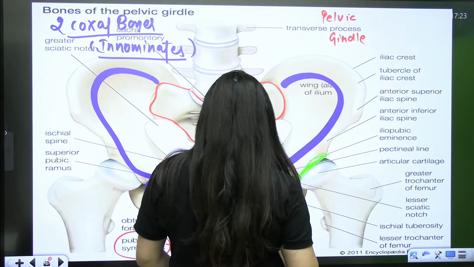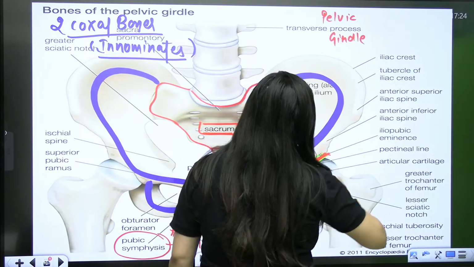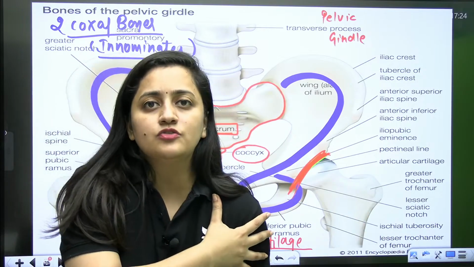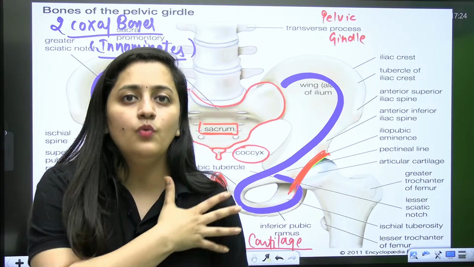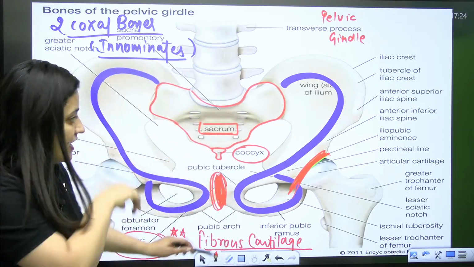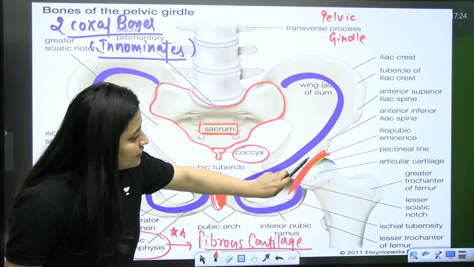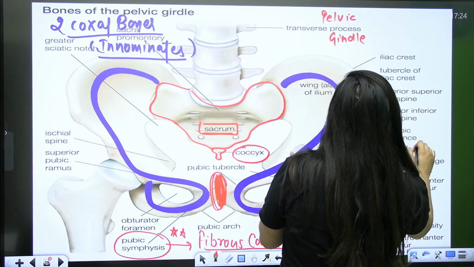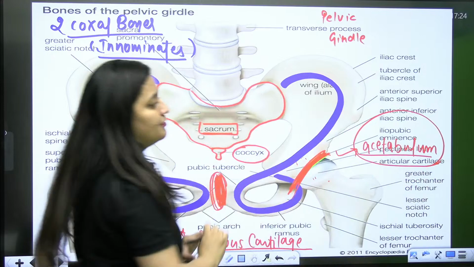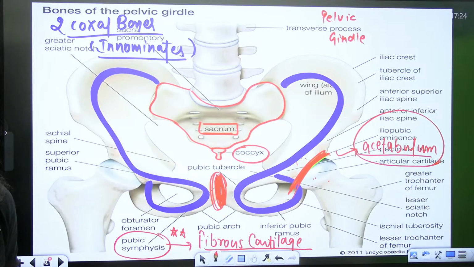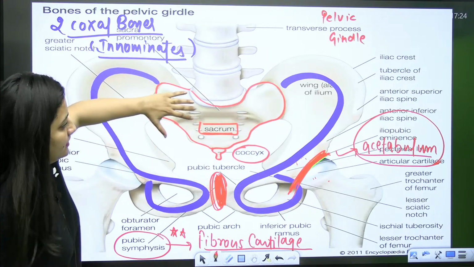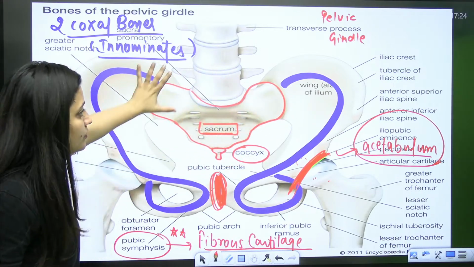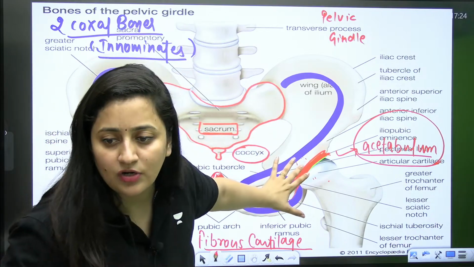acetabulum. Because even your femur needs to articulate with the hip girdle. As I said, your humerus articulates with the pectoral girdle with the help of the glenoid cavity. Same way, your femur articulates with the hip girdle, and here you have the acetabulum, which is formed at the junction of ileum, ischium, and pubis. Clear? So the pelvic girdle articulates with the vertebral column, but the pectoral girdle does not.